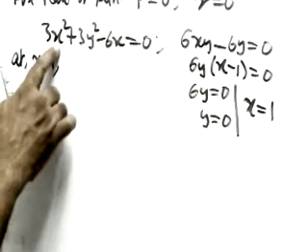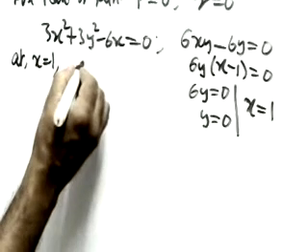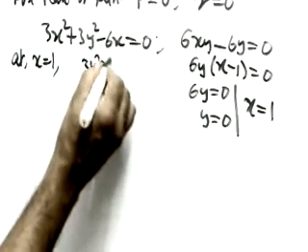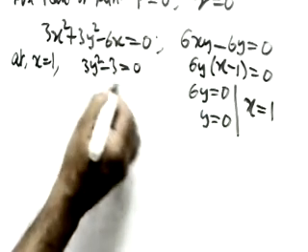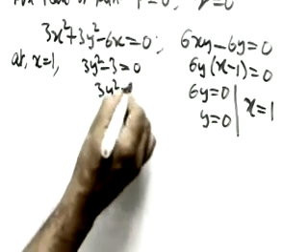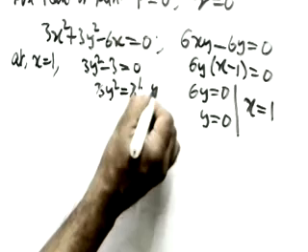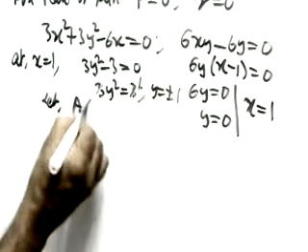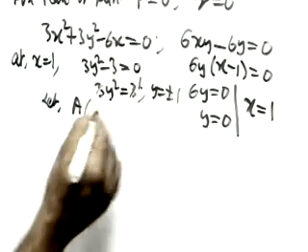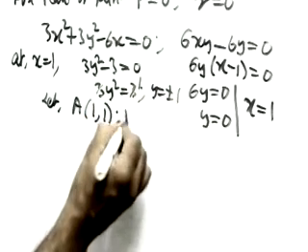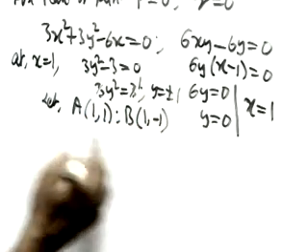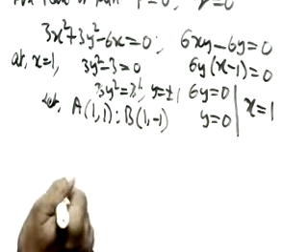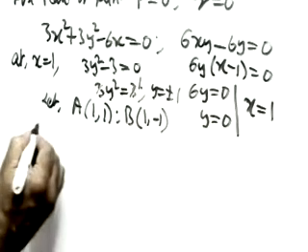So first let me do one thing. Let x equal 1. Now if you substitute x equals 1, 3 ones are 3, 3 minus 6 is minus 3. So 3y square minus 3 equals 0. Bring this minus 3 outside: 3y square equals 3, y square equals 1. y equals plus or minus 1. So we are getting 2 points. x is 1, but y is 1 and also minus 1. Let us take (1, 1) and another point (1, -1). Let us denote them by A, B, C, D like that.